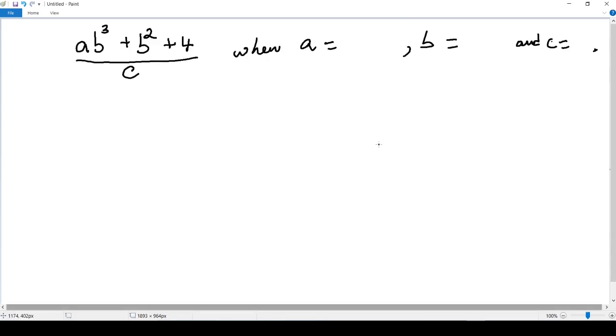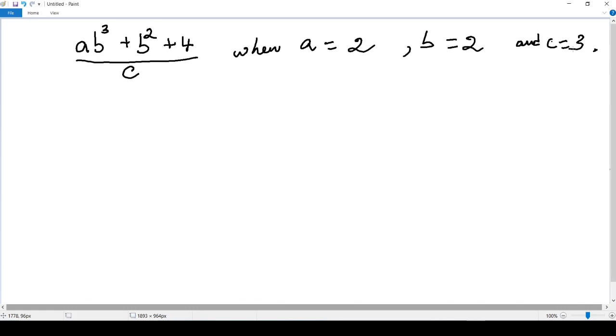One more example, let's evaluate the expression a times b to the cube plus b squared plus 4, everything divided by c, when a is equal to 2, b equal to 2, and c equal to 3. So pause the video, solve it before we do it together. Okay, let's do it. I hope you tried.